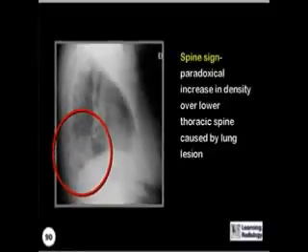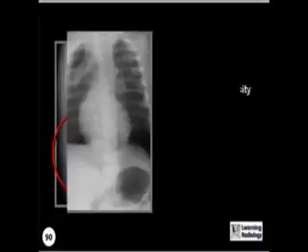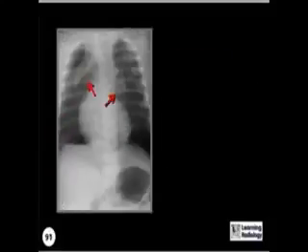This is the spine sign, which is the paradoxical increase in density that is seen over the lower thoracic spine on the lateral view, caused by something abnormal in the lung, such as pneumonia in this case. What is this sign called?